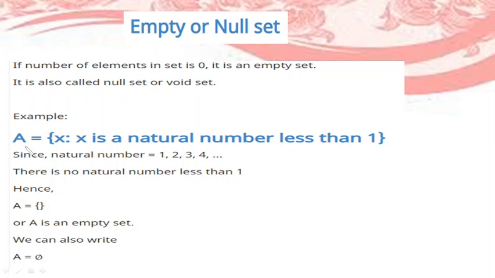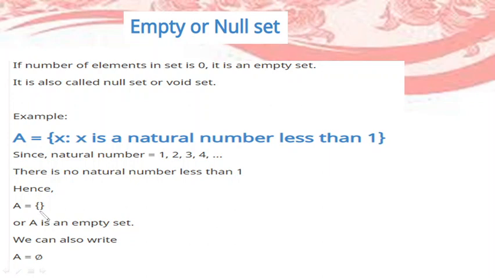For example, let's take set A, which is equal to {x : x is a natural number less than 1}. First of all, students, do you remember which form is this? Yes, this is set builder form. x is a natural number less than 1. Can you write any element in this set? Natural number less than 1? No, because we know that natural number starts from 1 only. So hence we can say A is an empty set.